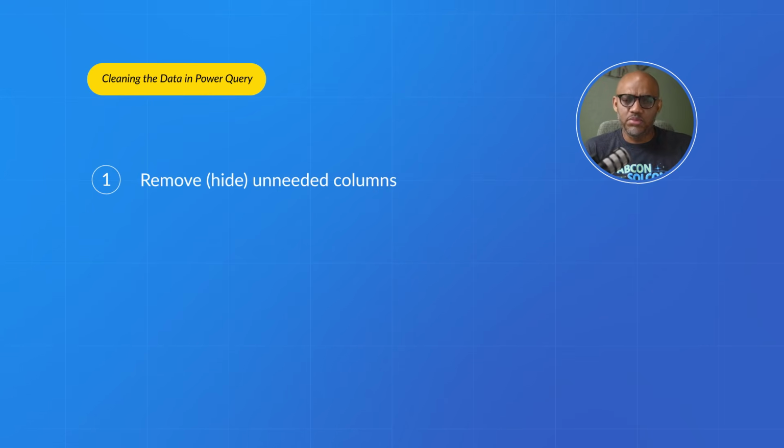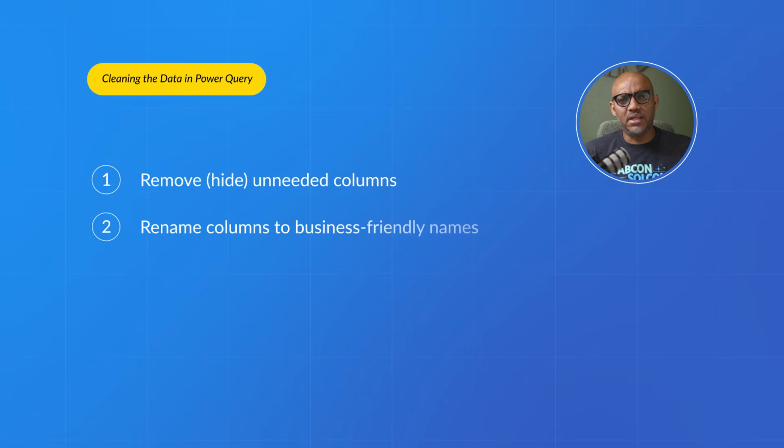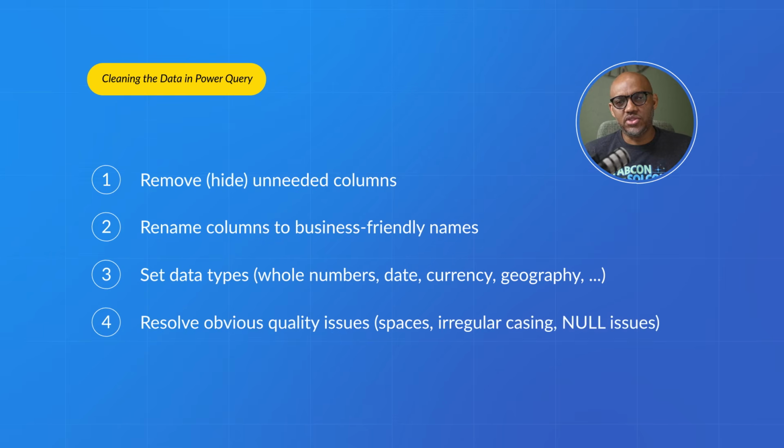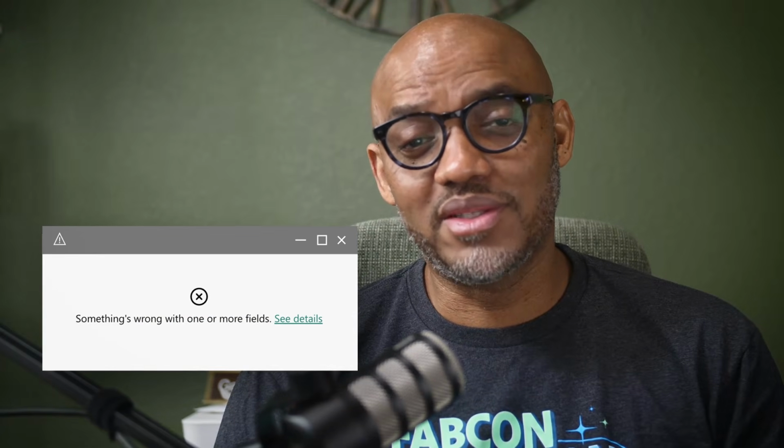Start with the essentials. Remove columns you don't need, rename columns to business-friendly names, set correct data types explicitly, especially for dates, currency, and whole numbers. Don't assume that the automatic detection always gets everything right. Sometimes it doesn't. Then handle quality issues you can see immediately. Trim spaces, standardize casing, and replace obvious null issues where appropriate. Beginners often skip this because they want to get to visuals quickly. They want to start designing the pretty reports. But this step is what prevents embarrassing chart errors much later.